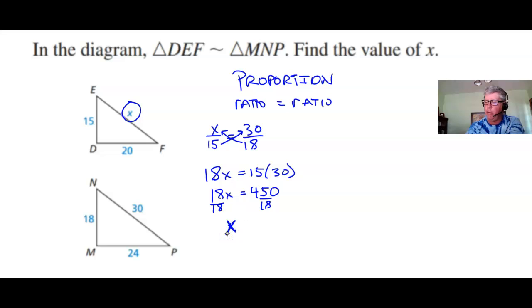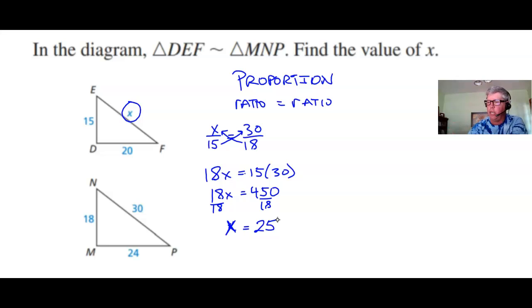18, and we get 25. I think, let's see, 5, 90, 90, oh, 9, 50 to, yep, 25. Cool. Well, Mr. Sayers, the book does it different.